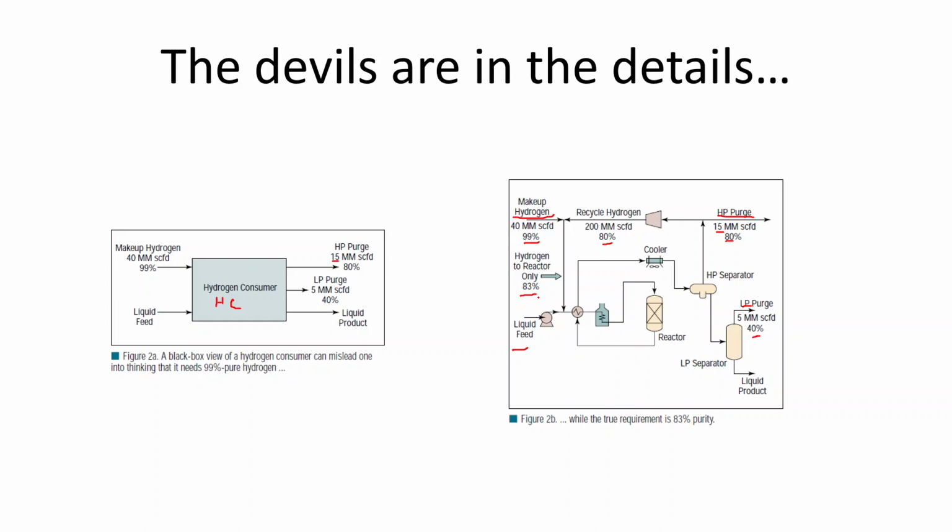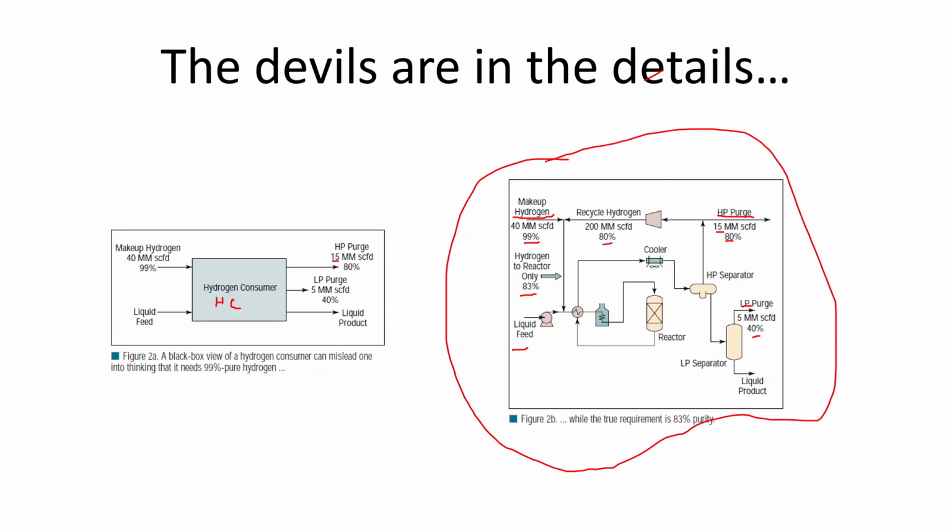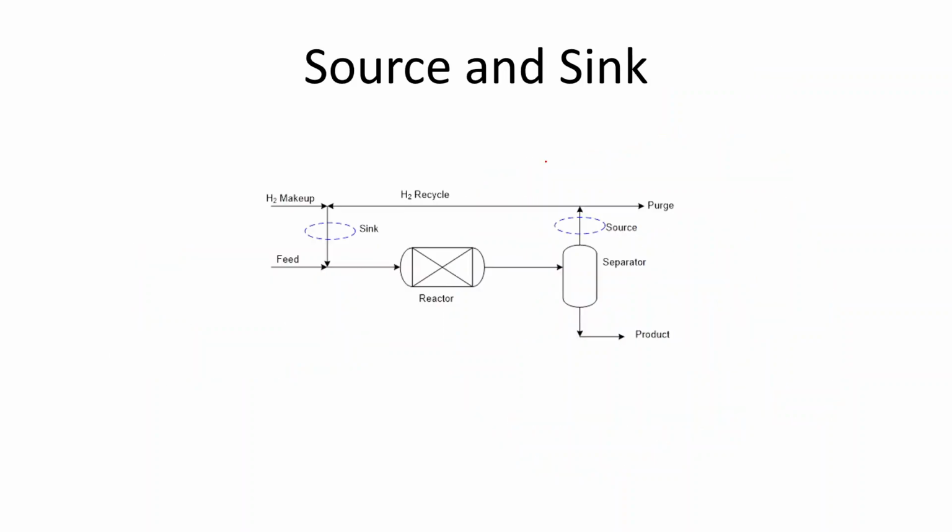So this insight is used in what we call the hydrogen pinch, which we're going to see in this lecture. Based on these insights, they defined things like a source and sink, or source and demand. Source means a source of hydrogen, and then sink is a sink of hydrogen, or demand of hydrogen.